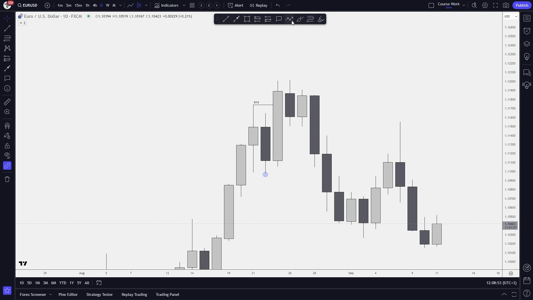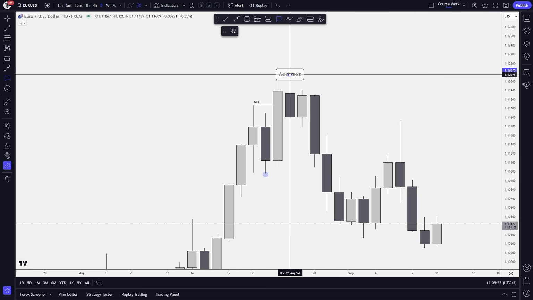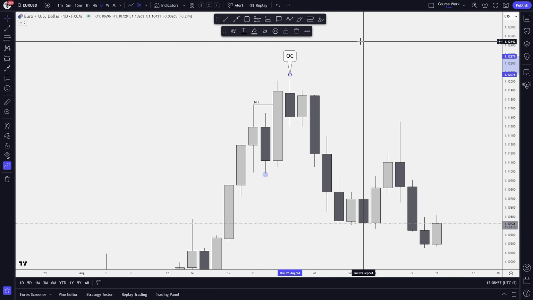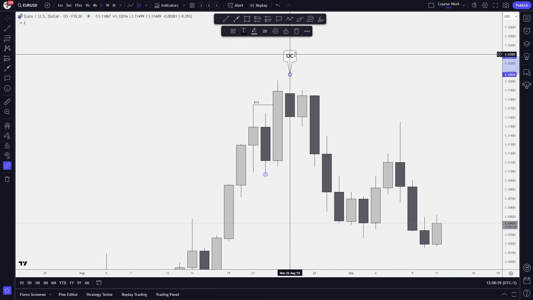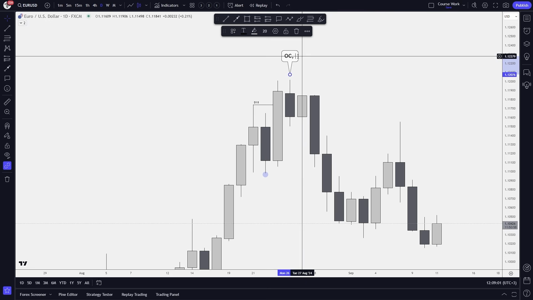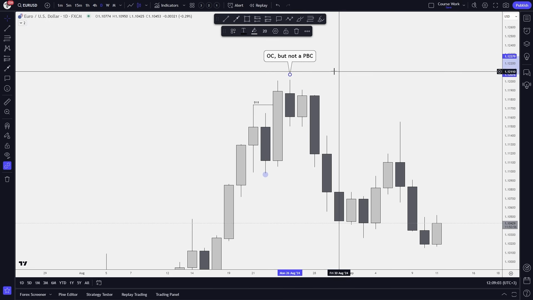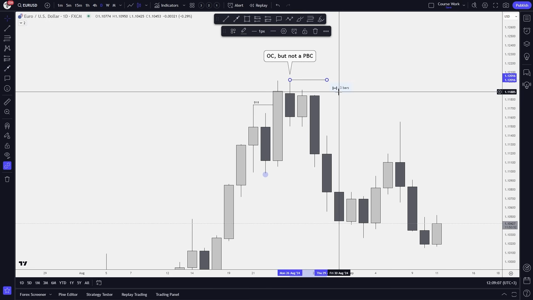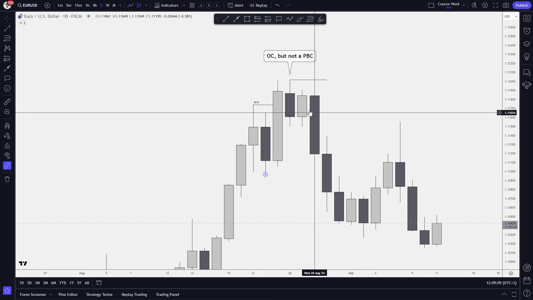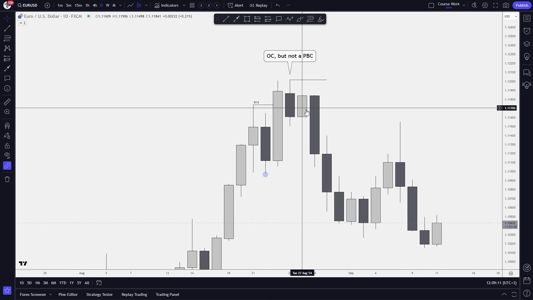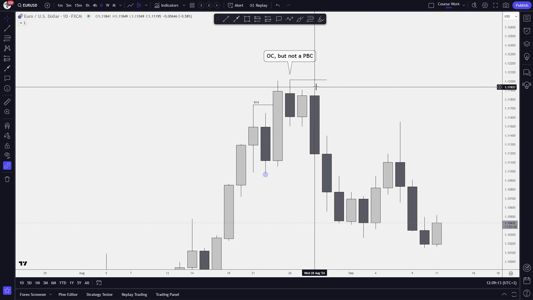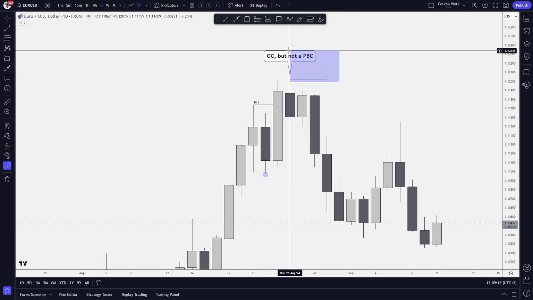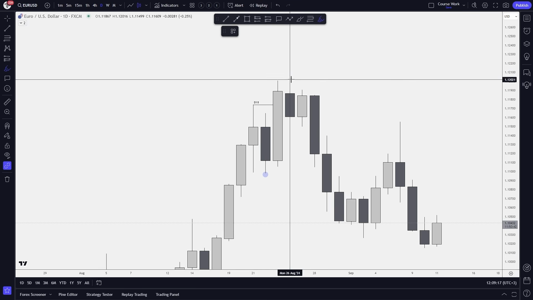So also how I actually teach this in the school community is if you just mark, right? So this is an OC, okay? But not a PVC, okay? So then what you do is you take that highest candle and you refer it to the next one. So what is this candle? That is not an opposite candle because we're still bullish, but it's a pullback candle. Okay, so guess what? Right now you have your valid range high.